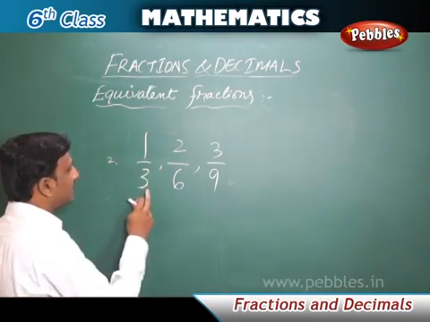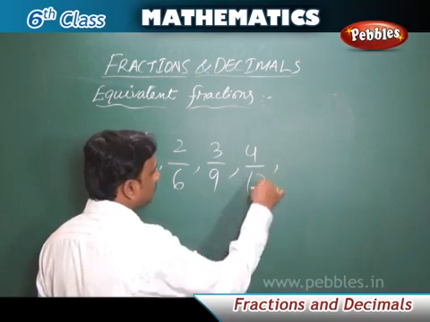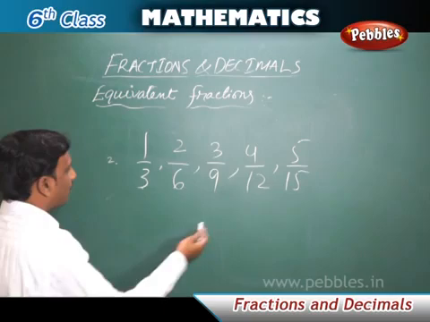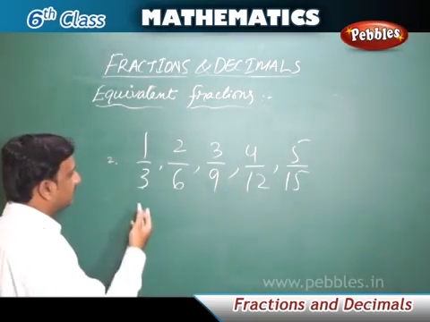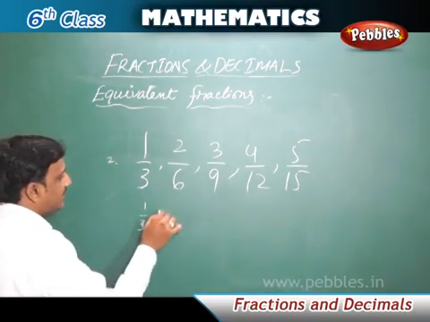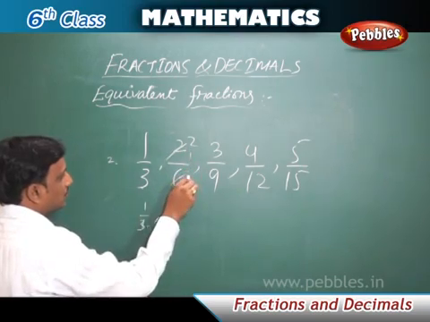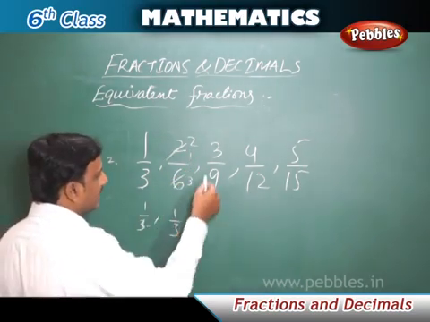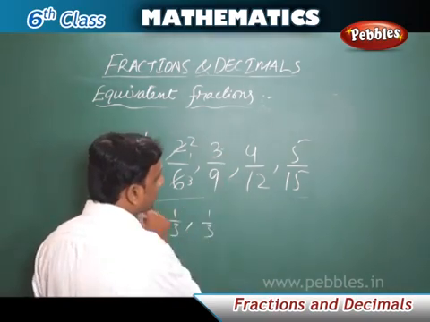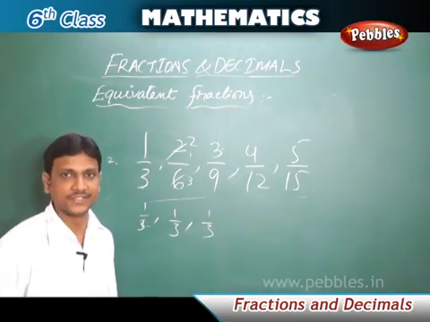So this 1 by 3 is multiplied with 3. 3 ones 3, 3 3s 9. 4 by 12. 5 by 15. So in the simplest form, all of these fractions become 1 by 3. 1 by 3, and this 2 ones, 2 3s, 1 by 3. Again with 3, if you divide it with 3, it becomes 1 by 3. So all these fractions in simplest form are 1 by 3. In this way, we can write equivalent fractions.